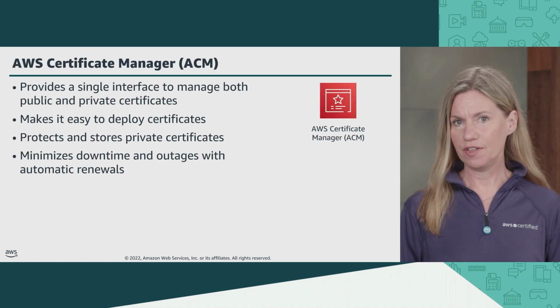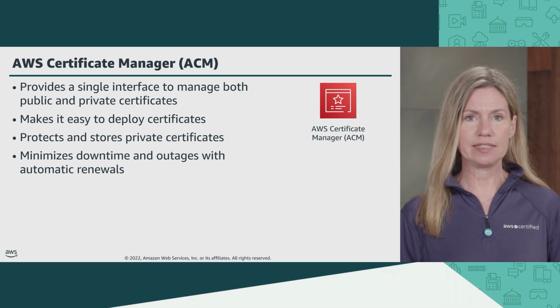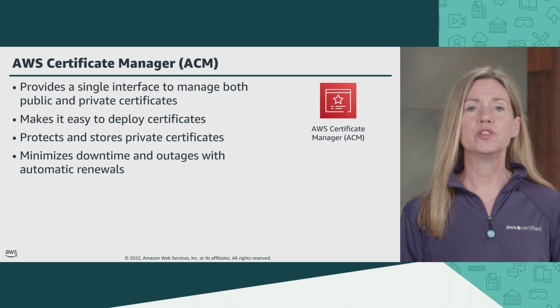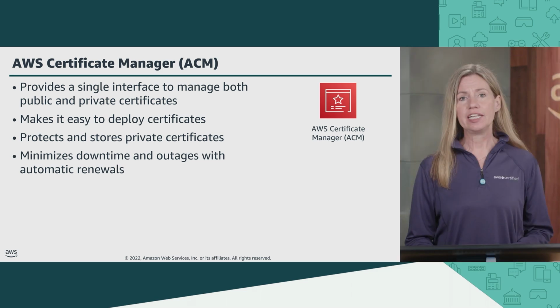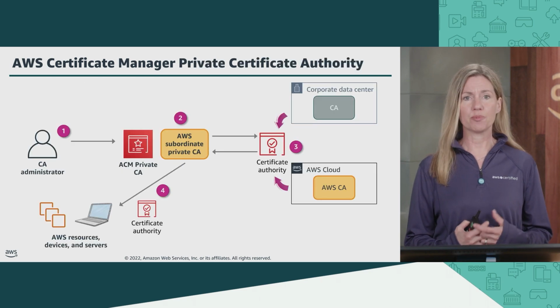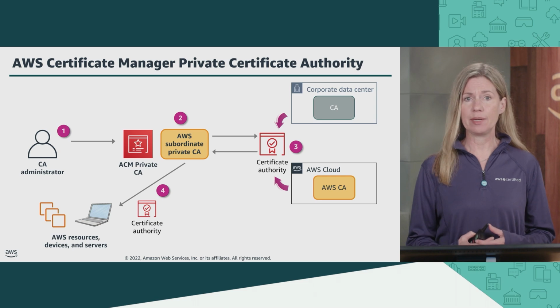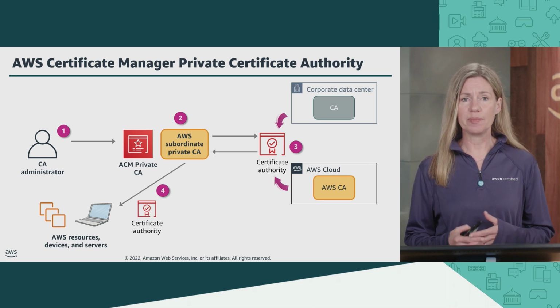With AWS Certificate Manager, you can provision, manage, and deploy public and private SSL and TLS certificates for use with AWS services and your internal connected resources. Managed renewal and deployment through ACM can help you avoid downtime due to expired certificates. AWS Certificate Manager Private Certificate Authority, or ACM Private CA, creates private certificate authority, or CA, hierarchies without the investment and maintenance costs of operating an on-premise CA.